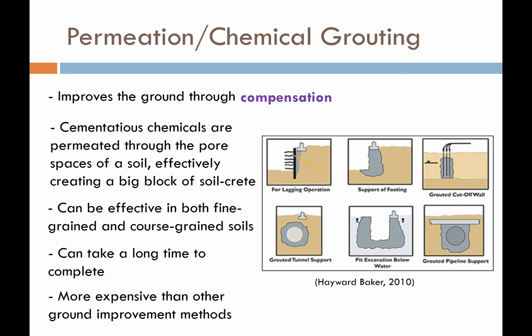So this improves the ground through what we call compensation. The term compensation means that we're compensating a weakness in the soil with something else. In this case, we're compensating it with grout in the void space, and we're turning the soil into soilcrete. So, this method can be effective for both fine-grained and coarse-grained soils. Again, that's my weakness. That should be an A.